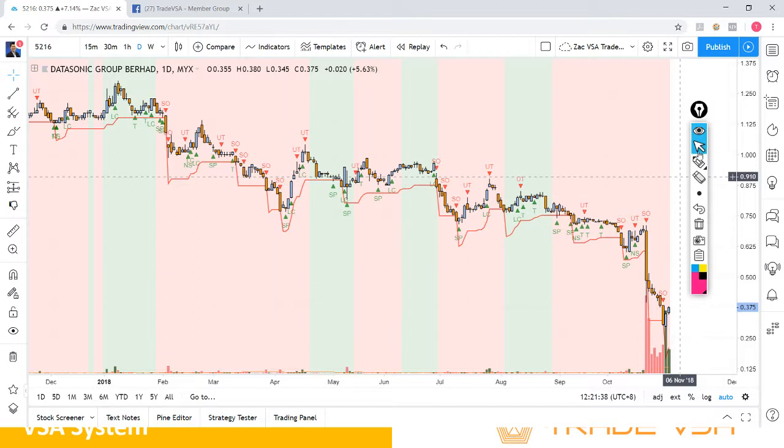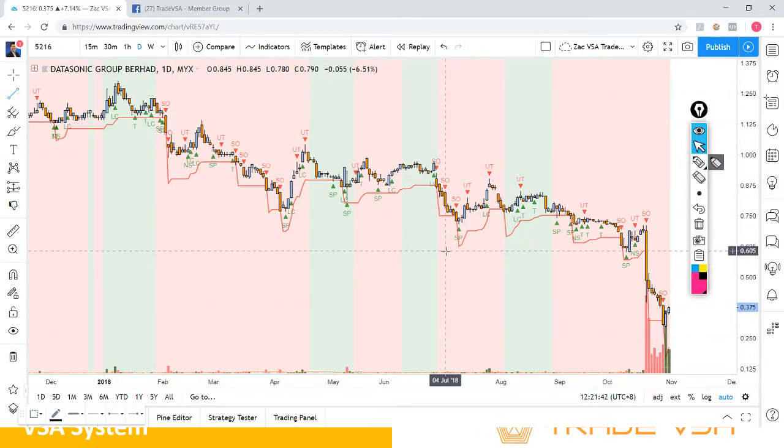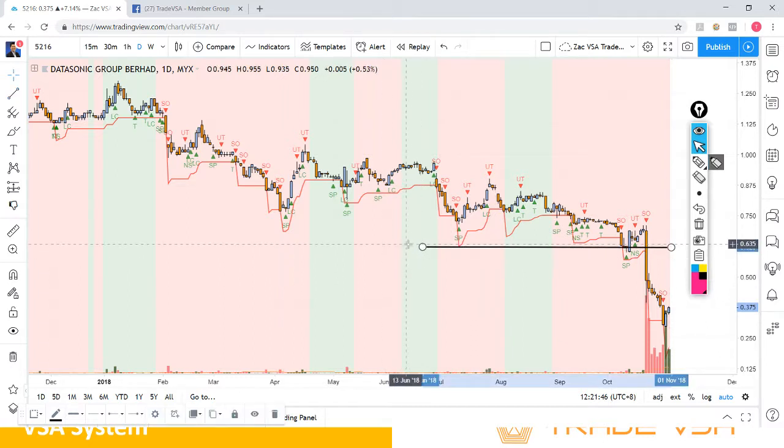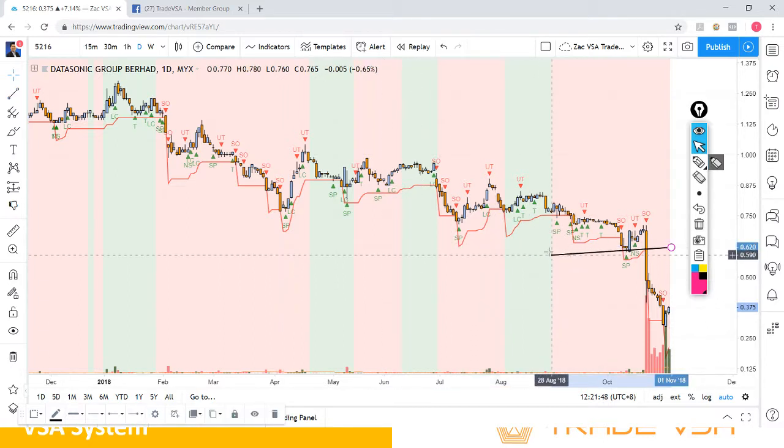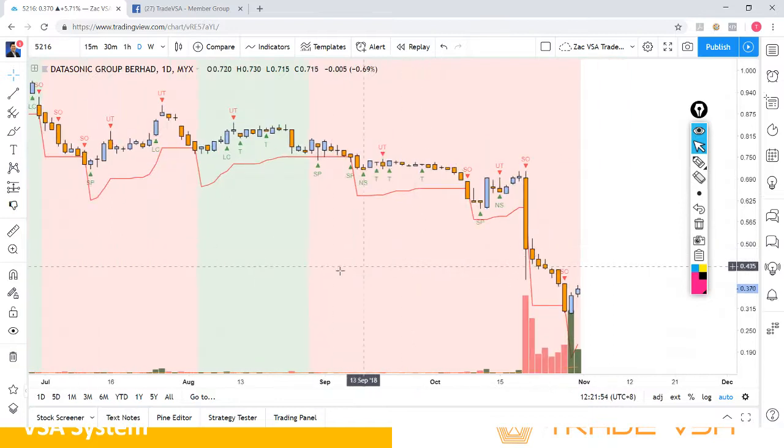Just want to show you, this is a very good example. A very huge sell-off bar. This is the one. We have a spring over here. Probably not this one. I think this will be better to show you. Let me zoom in.